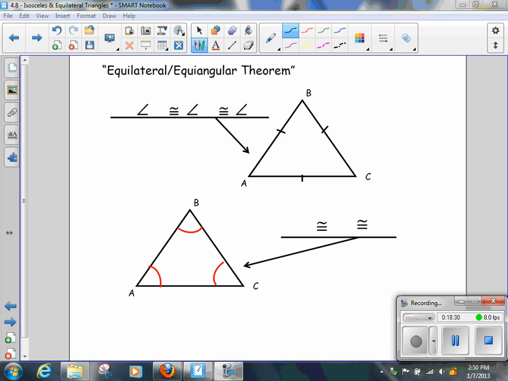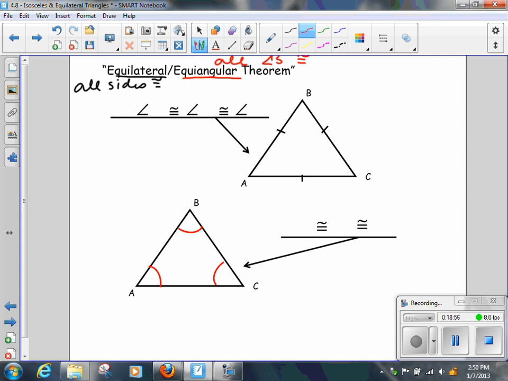Equilateral means all sides. Equiangular means what? All angles are congruent. All right, very good. Do you see it, Daniel? You'll sit at my desk. Oh, it's up here. I'm sorry. I didn't mean to fake. It's behind Chase. My bad.